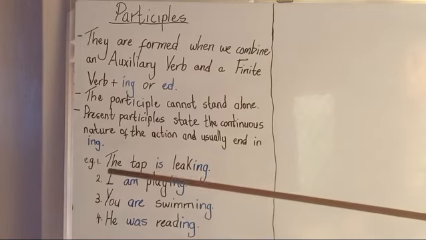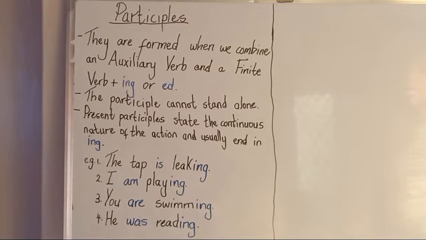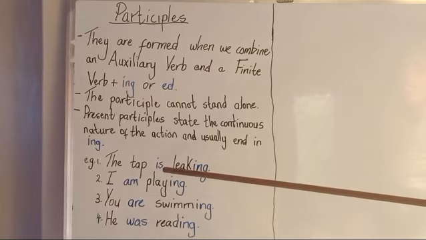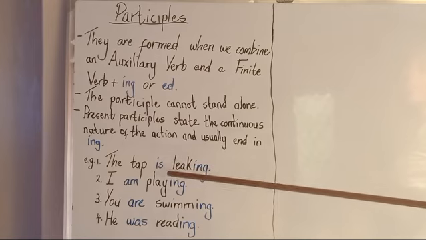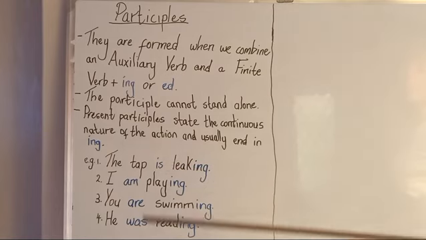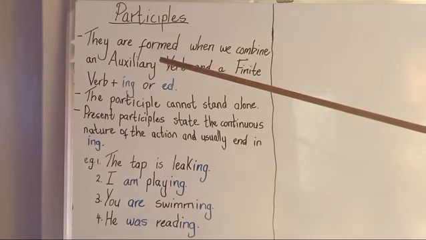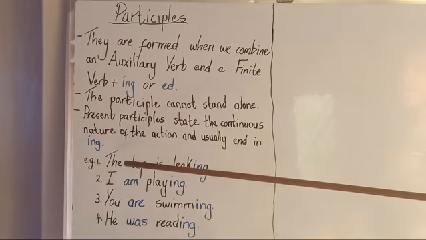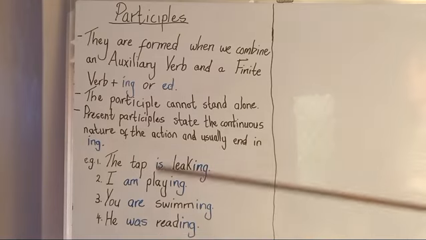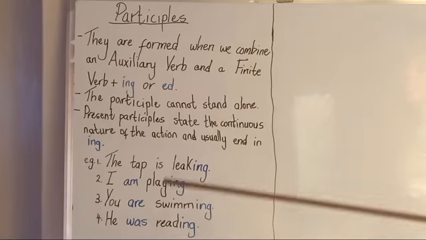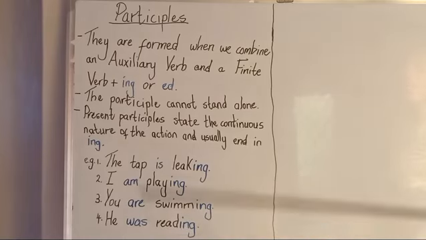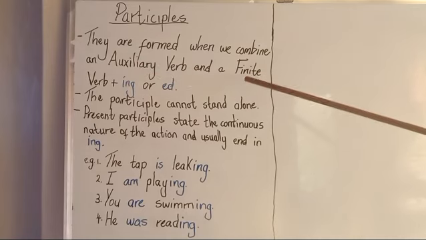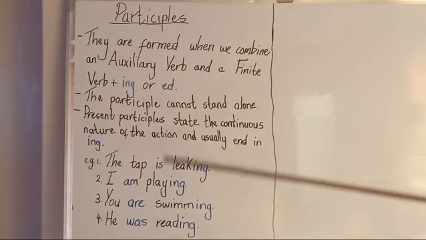So here's an example. We have present continuous tense, which is the leaking tap. It doesn't have an "is", which is our auxiliary verb. So present continuous doesn't have our auxiliary verb, and that tells us it's a present continuous. It's the leaking tap. So don't confuse present continuous with participles. Participles have an auxiliary verb plus a finite verb with an ing.